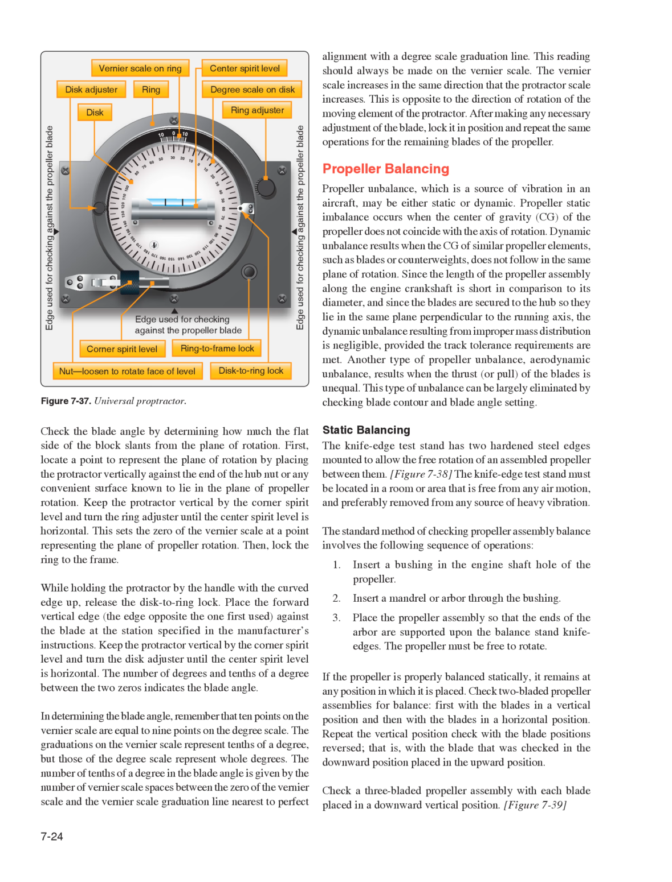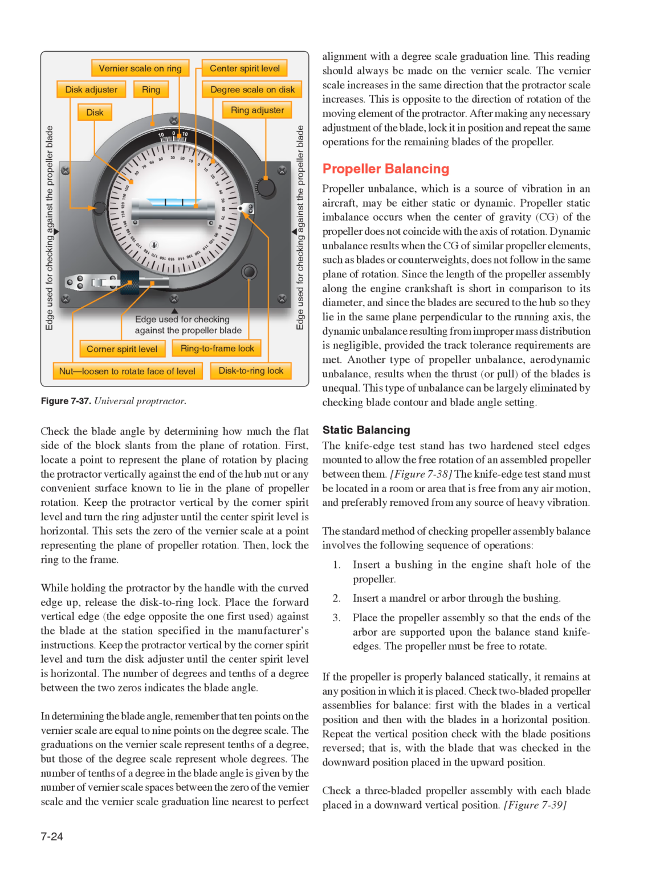1. Insert a bushing in the engine shaft hole of the propeller. 2. Insert a mandrel or arbor through the bushing. 3. Place the propeller assembly so that the ends of the arbor are supported upon the balance stand knife edges. The propeller must be free to rotate. If the propeller is properly balanced statically, it remains at any position in which it is placed. Check two-bladed propeller assemblies for balance, first with the blades in a vertical position and then with the blades in a horizontal position.